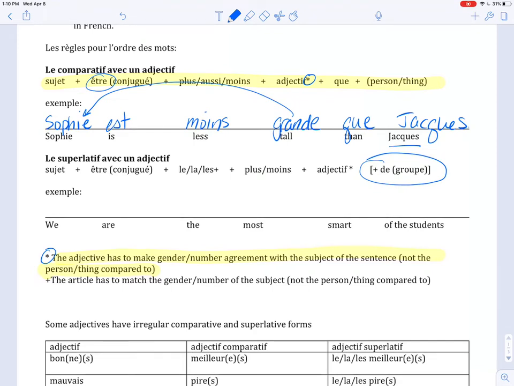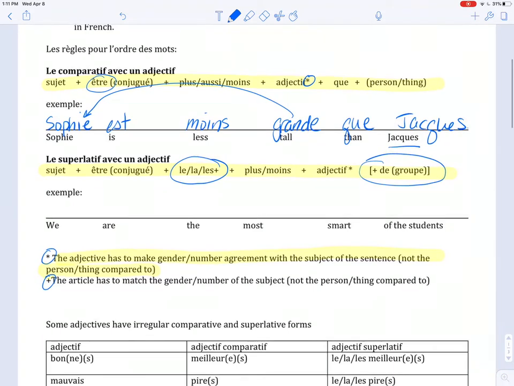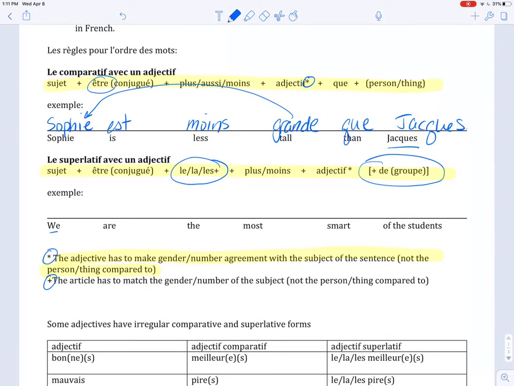So an example here of the superlative, again, you've got your word order up at the top, functions fairly similarly. The difference here, what makes the superlative different, is that le, la, or les. We've got an article in it. That tells you down here that the article has to match with the gender and number of the subject. So in this case, we're using we as a subject. It's a plural subject. Nous. So that tells us down here that we're going to use les because we need a plural the to match with the plural subject. So être is going to be conjugated.